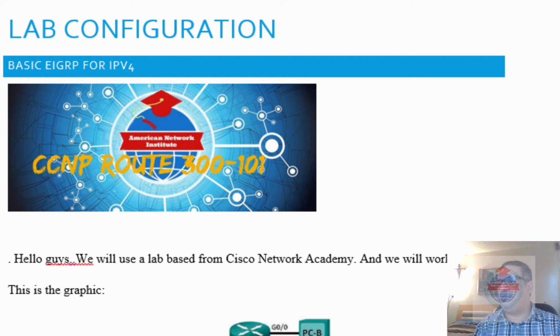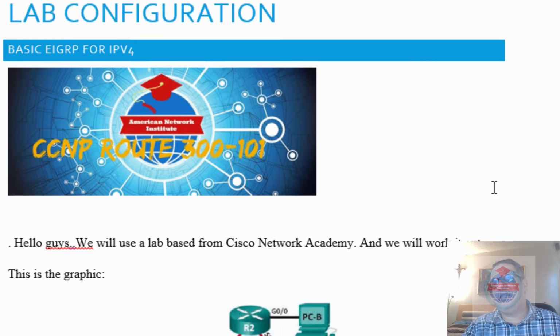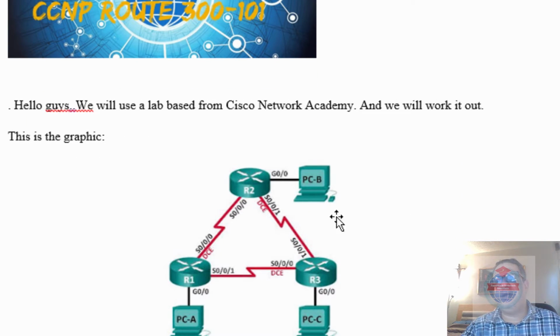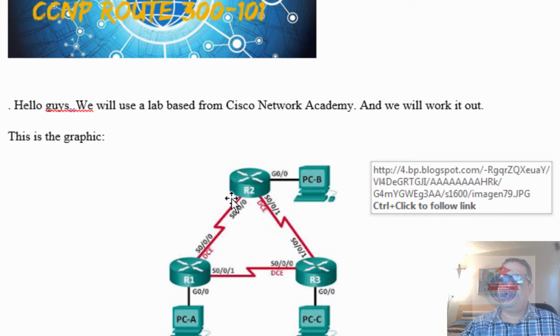But there are three things that I want to make sure that you understand. In this lab over here, all these interface values, S0/0/0, are way too long. It's going to be S0/0. That's it. The other one is Gigabit 0/0.